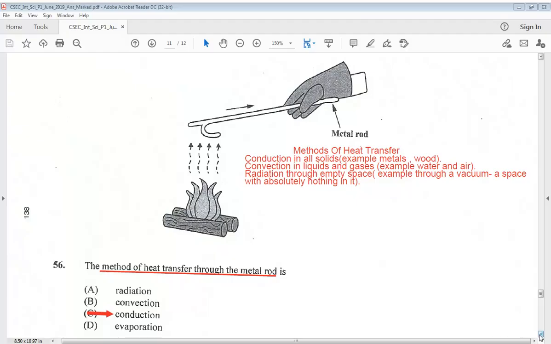Example, metals, wood. Convection is in liquids and gases, example, water and air. And radiation is through empty space, example, through a vacuum, a space with absolutely nothing in it.